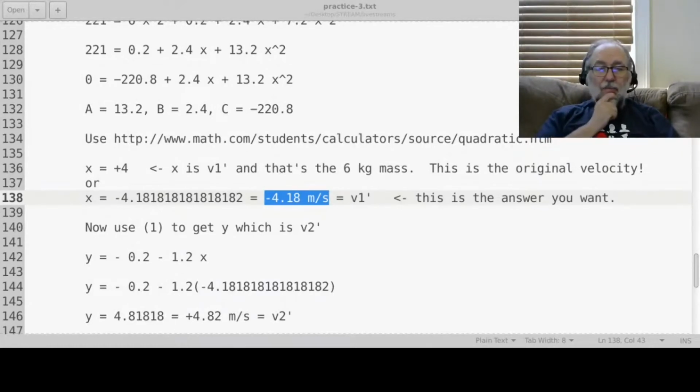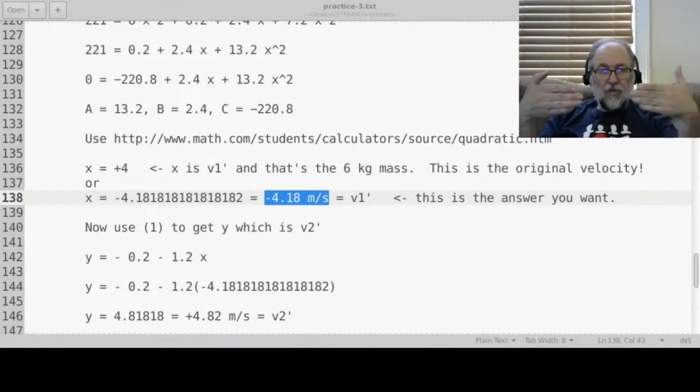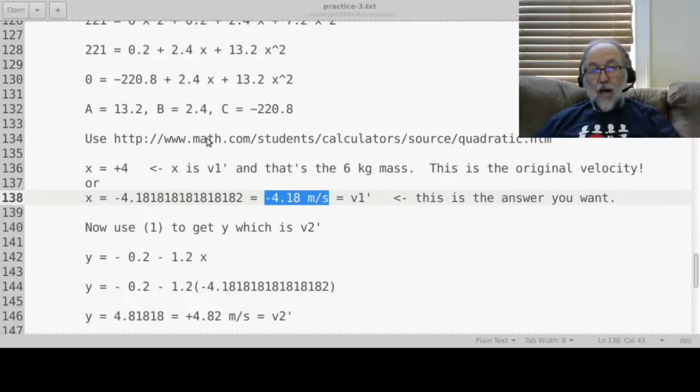Let's think about it for a second before we continue the problem. Does it make sense? The 6 kilogram mass is moving to the right, and after the collision it's moving to the left. It was positive first, and then it becomes negative, so at least the direction is right. So there you go, we've got one of the velocities.